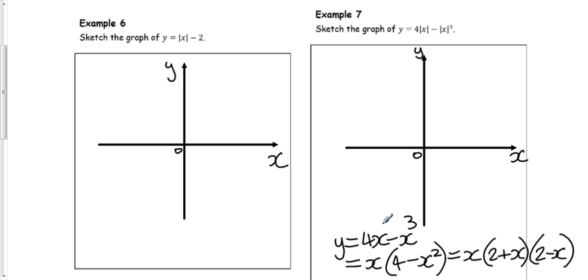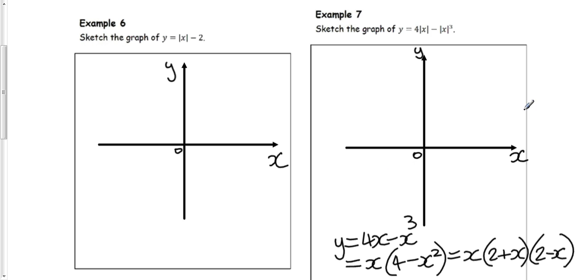It's a negative cubic graph as well, so it would roughly look like this. Going through minus 2, going through the origin, and through 2 down there. That would be the graph without any modulus signs. So using that, let's draw the graph, but only for positive x values. The reason we draw it for only positive x values is because when we modulus a positive value, nothing changes.